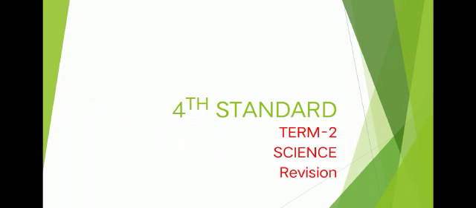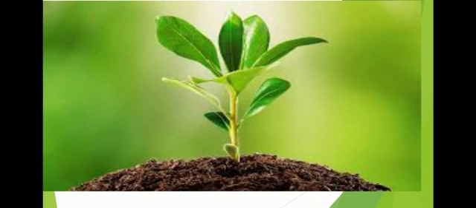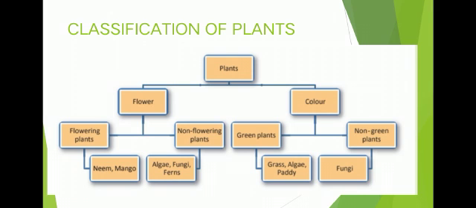We already revised the first part of the lesson, plants. Lesson 3, plants. Today we are going to revise the next concept, classification of plants. Plants are classified in many ways based on stem, lifespan, seed, flower, and color. Today we are going to recall the concept of classification of plants based on flower and color.